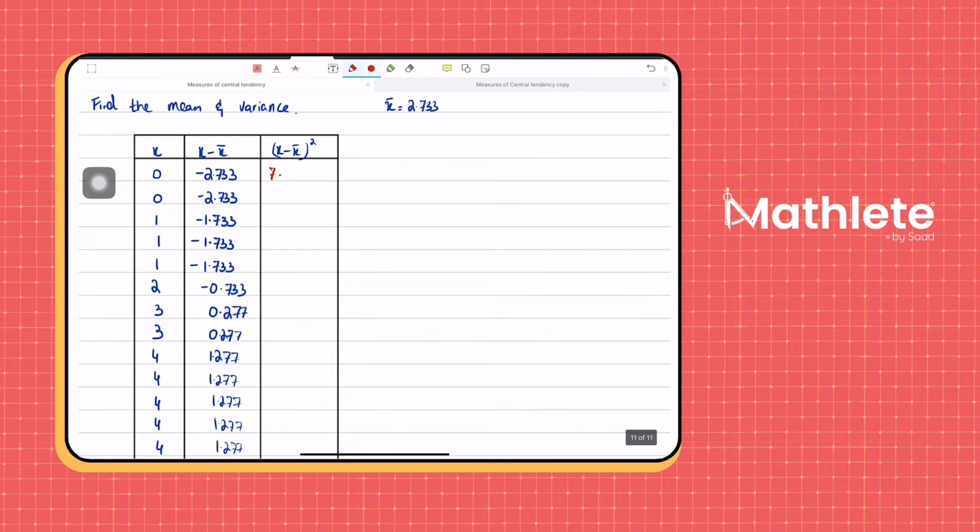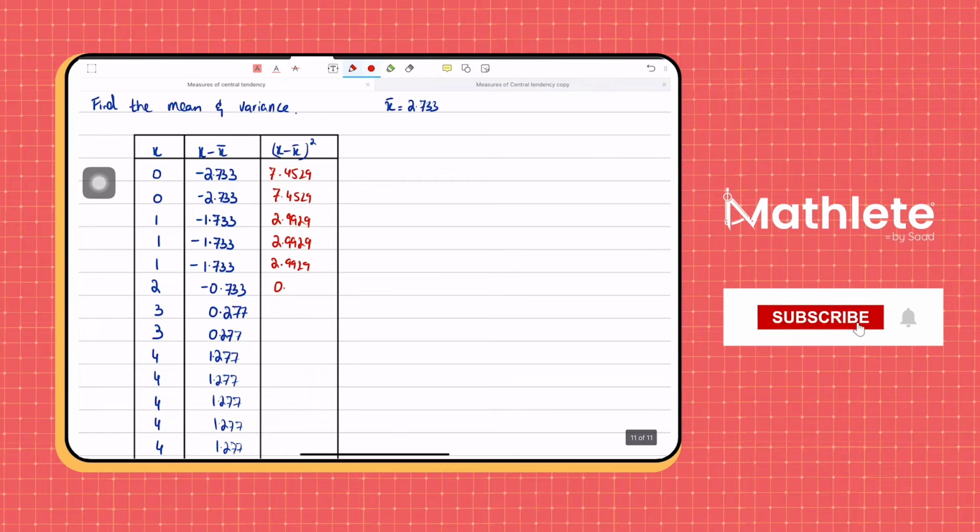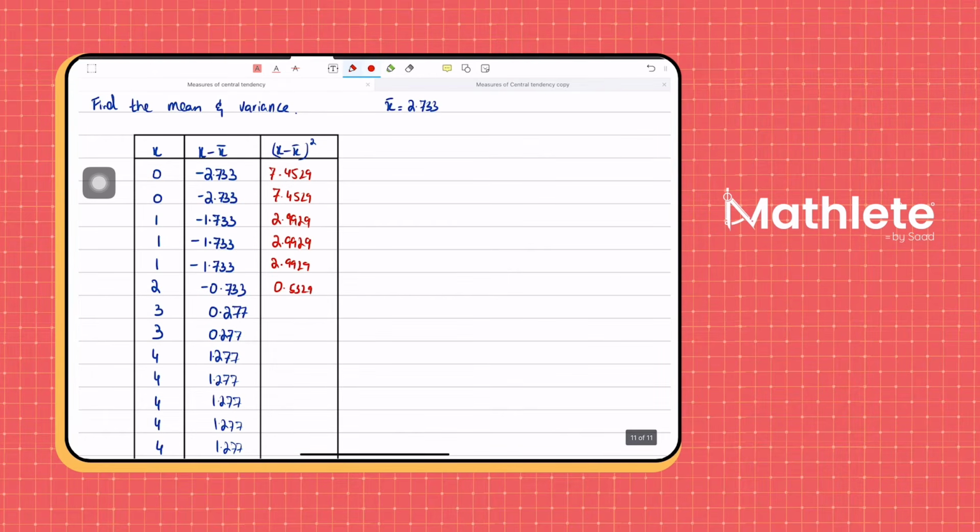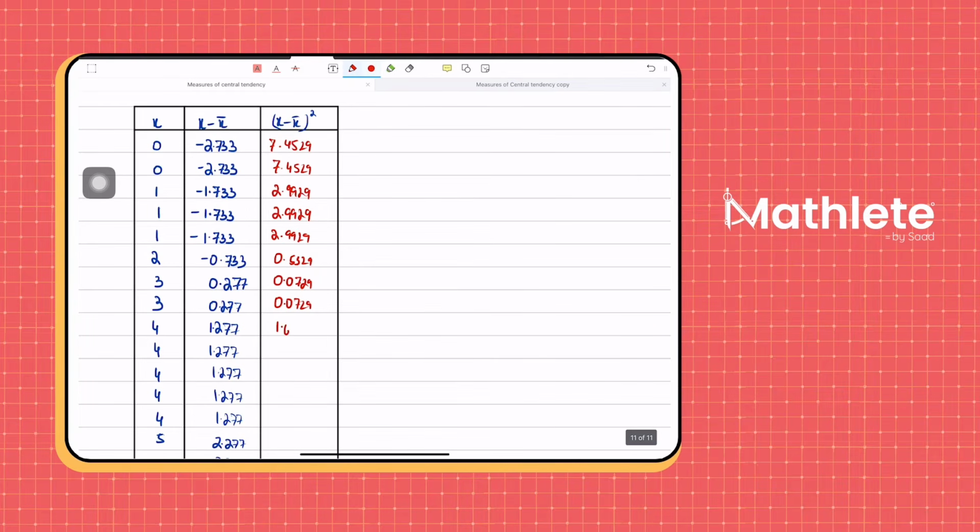So the square of minus 2.733 is going to be 7.4529. Again 7.4529, and then the square of minus 1.733 is going to be 2.9929, and then 2.9929 again. This also will be 2.9929, and then this is going to be 0.5329, 0.0729, 0.0729. 1.277 squared is going to be 1.6129.